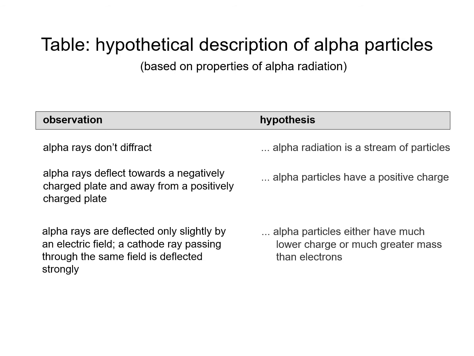So description of the alpha particles. If they don't diffract, then the alpha particle radiation is a stream of particles. So that's our hypothesis based on the observation. If the alpha rays deflect towards a negatively charged plate and away from a positively charged plate, that means our alpha particles have positive charge. And if these alpha particles are deflected very slightly by an electric field, whereas a cathode ray, remember cathode is negatively charged, passing through the same field is deflected strongly, then they have either a much lower charge or a much greater mass than electrons. So based off those observations, you can make some hypotheses of the alpha particles.